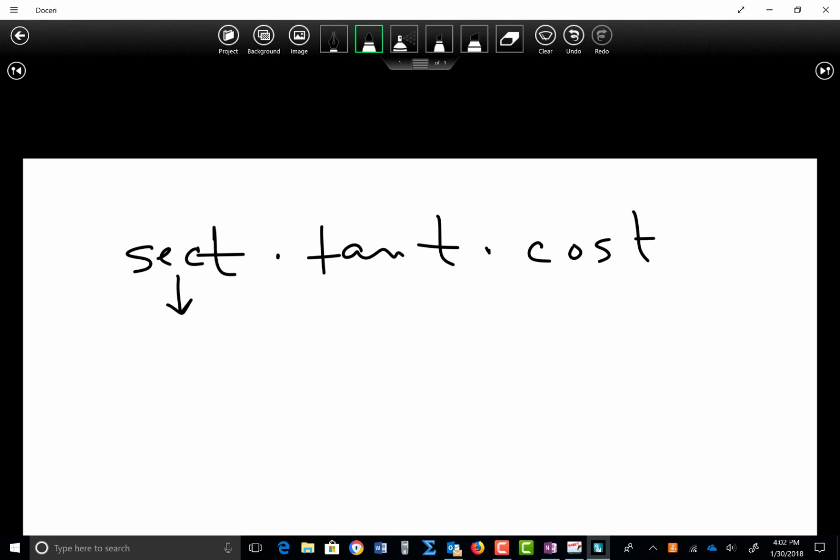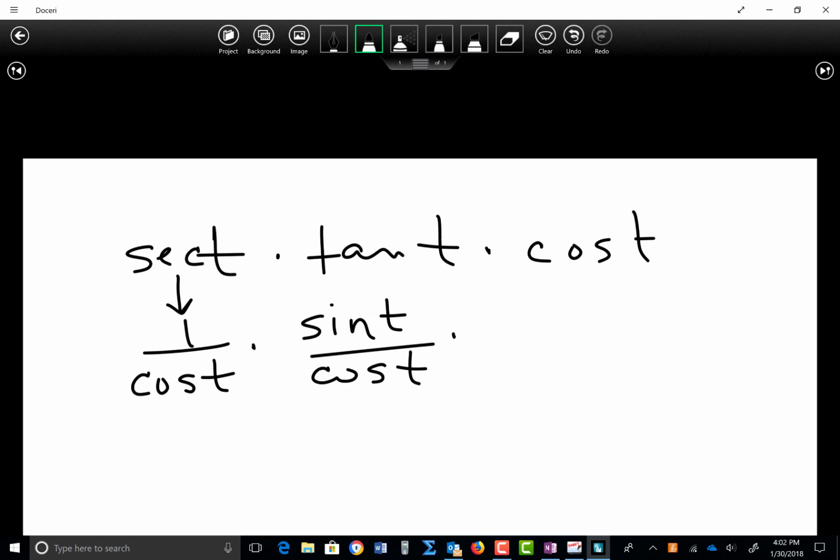So here's a basic one, and it just says secant t times tangent t times cosine of t. And the directions say simplify the following trig expressions completely. So what you're going to do is you're going to make substitutions. So secant is 1 over cosine. Tangent is sine over cosine. And then we have cosine, which is just cosine. I'm going to put a 1 under it.